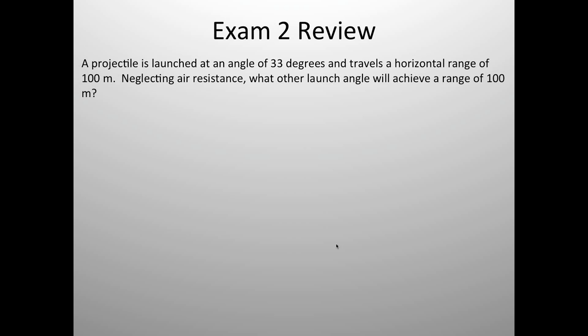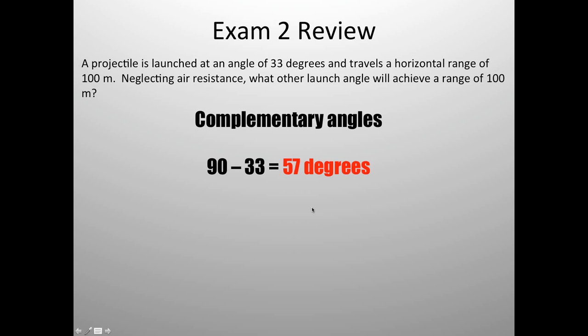If we neglect air resistance, again, we always neglect air resistance in this class. Physicists like to do that because it makes our lives easier. And we want to know what other launch angle will achieve a range of 100 meters. So here you have to remember the concept of complementary angles. Any two complementary angles, which are two angles that add up to 90 degrees, will travel the same range. So any two angles that add up to 90 degrees will achieve the same horizontal range.